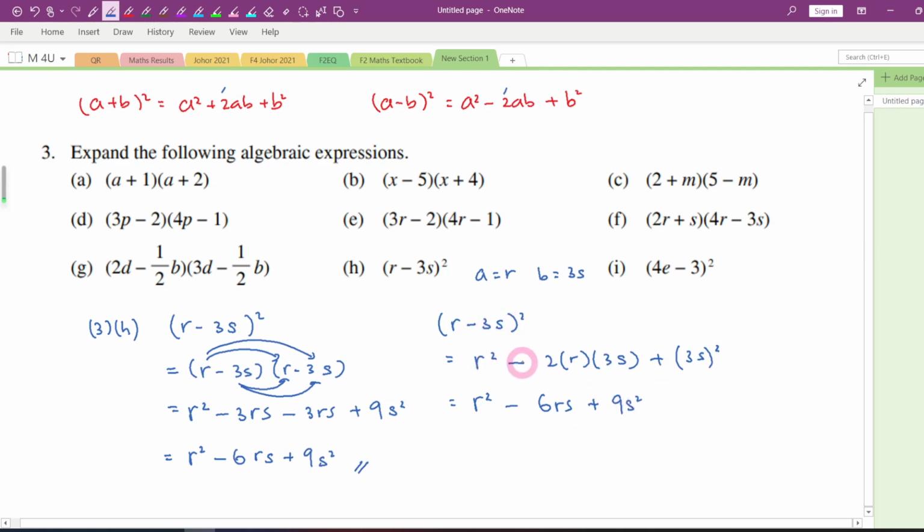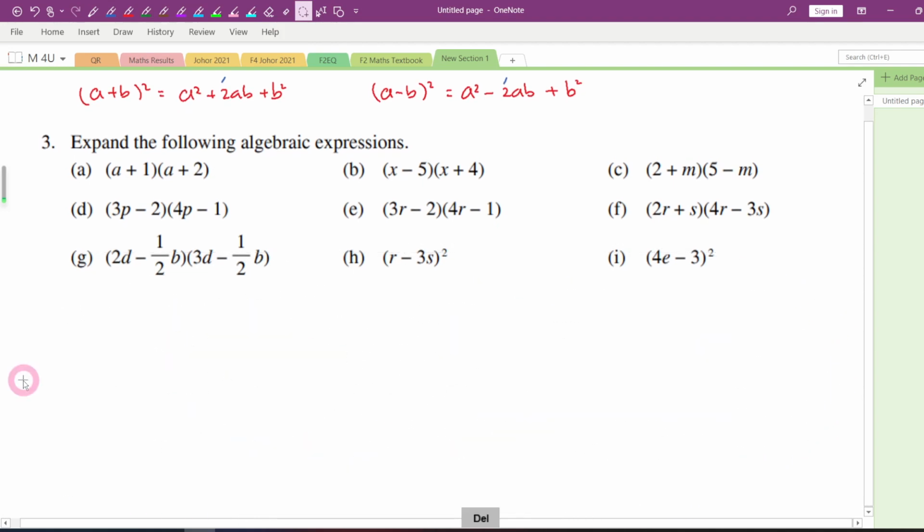So if you continue from here, you also get the same thing. 2 times 3, you get 6RS, and 3 squared, you get 9. S squared, you get S squared. So try to compare these two answers. They are exactly the same, right? Okay. Let me show you the 3I.